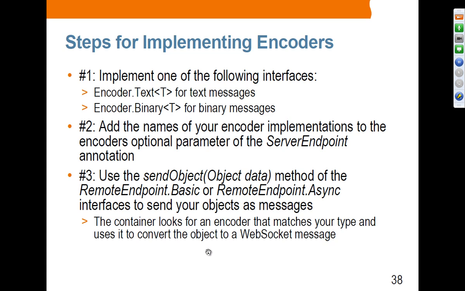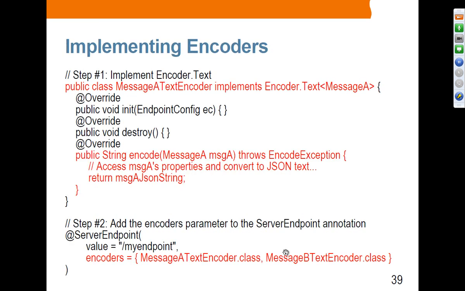So you have a Java object and you want to send it as, for example, JSON. That's where the encoder and decoder plug in and do the work. The container will look for the encoder that matches your type and use it to convert the Java object to a WebSocket message. This is an example of implementing an encoder.